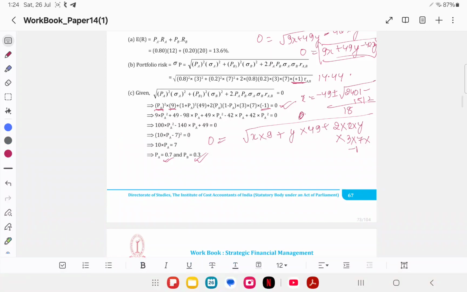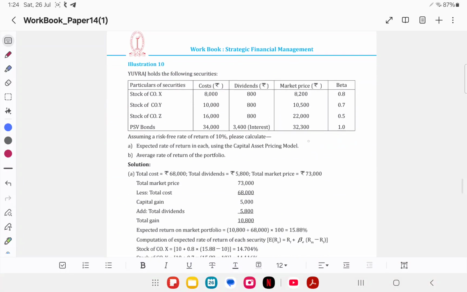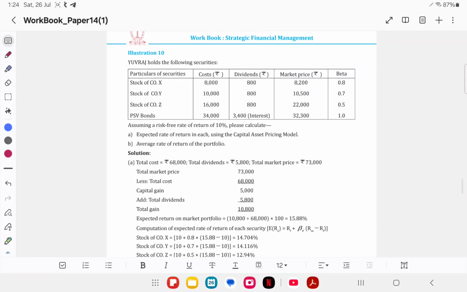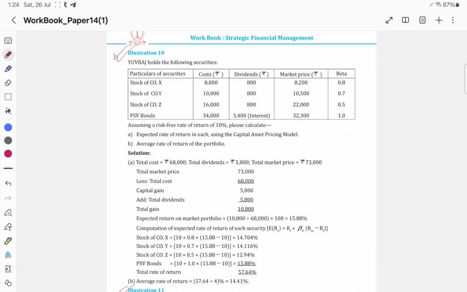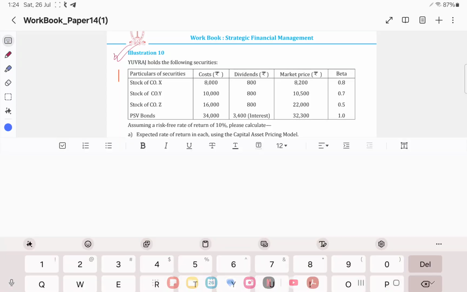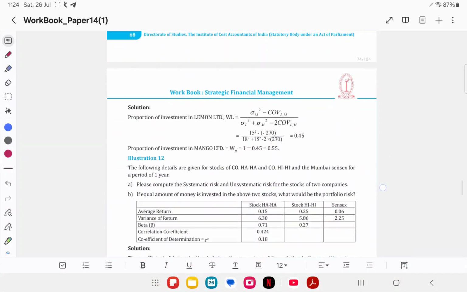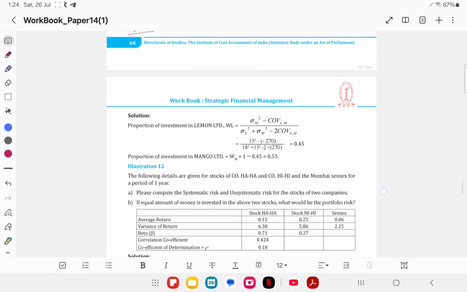If you have any doubt, you can comment below. So I think this is enough for today, because illustration 10 is very important. I'll make a separate video for it. This question is very important from the exam point of view. You'll mostly get these questions in the exam.